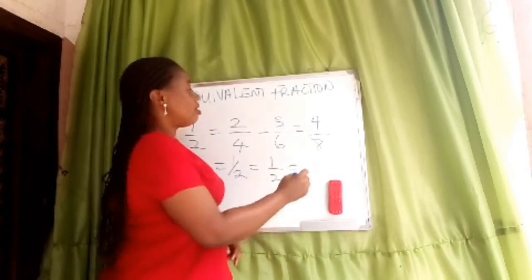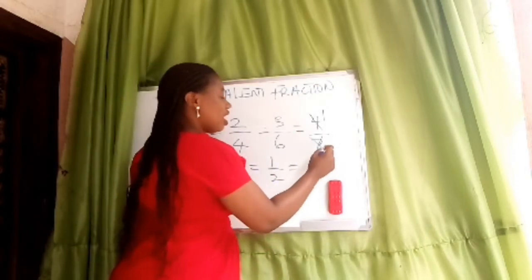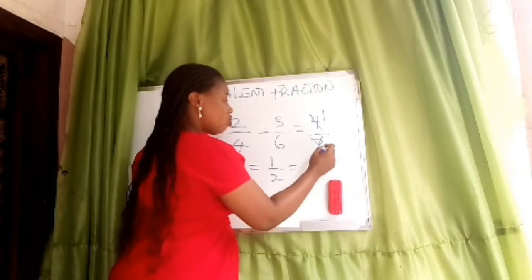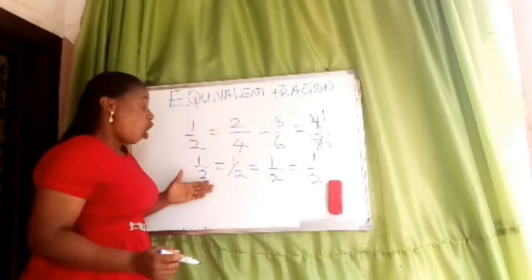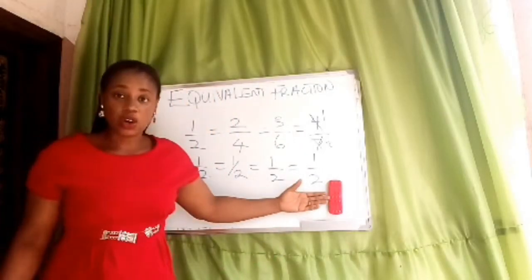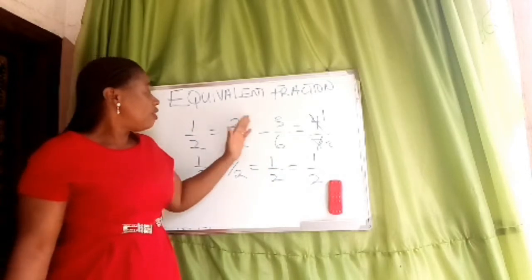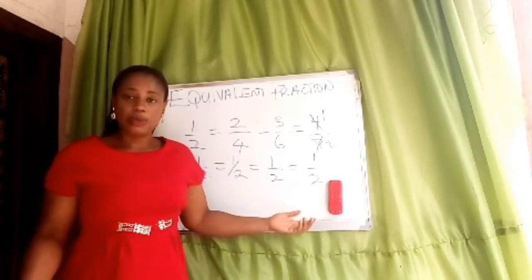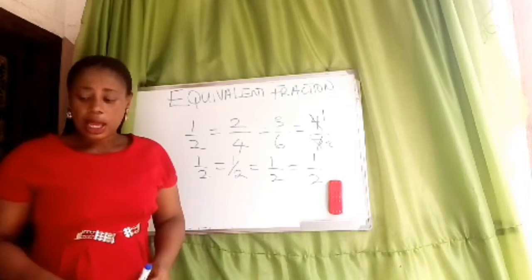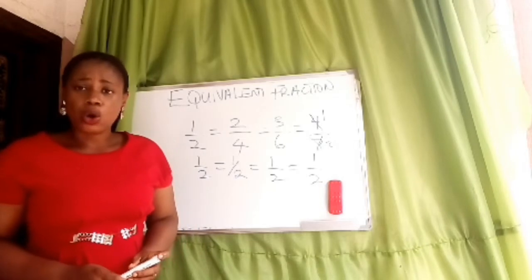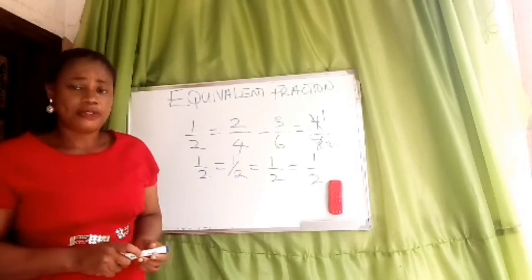The same thing goes here. 4 divided by 4, 1. 8 divided by 4 is 2. So you can see that all these fractions are equal, even though in the main fraction they have different numerators and denominators. Now let us look at how to obtain equivalent fractions.